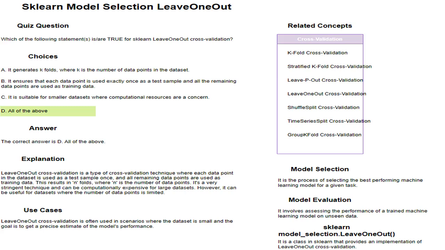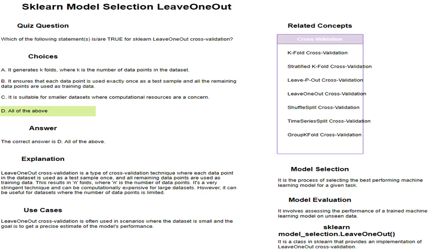Stratified k-fold cross-validation is a variation of k-fold cross-validation that ensures that the distribution of the target variable is preserved in each fold. This is important when the target variable is imbalanced. Model selection: stratified k-fold cross-validation can be used to compare the performance of different machine learning models on a given dataset with an imbalanced target variable.